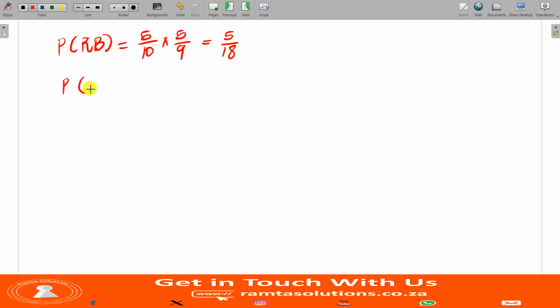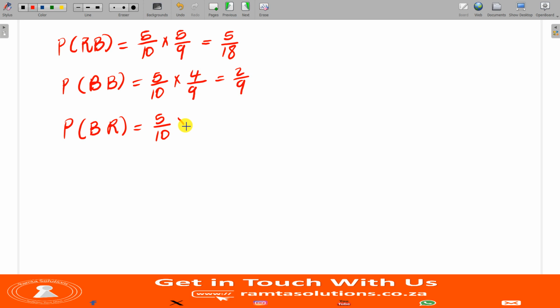Now, let's try. You pick blue first, so it's still 5 over 10. And if you pick blue the second time, you now have 4 blues over 9 in total. What was this? We said it was 2 over 9. Now what is the probability of picking blue first and then red? It will be 5 over 10, and you now have 5 reds because the first ball you picked was blue, but the total number of balls you chose from is 9. This is 5 over 18.